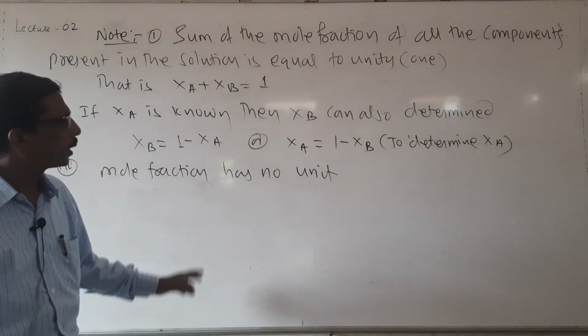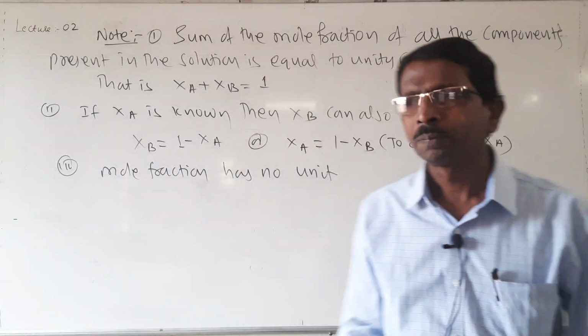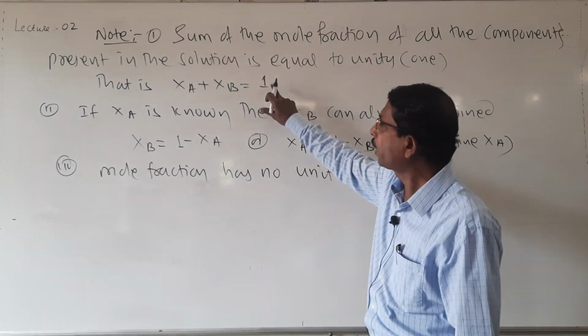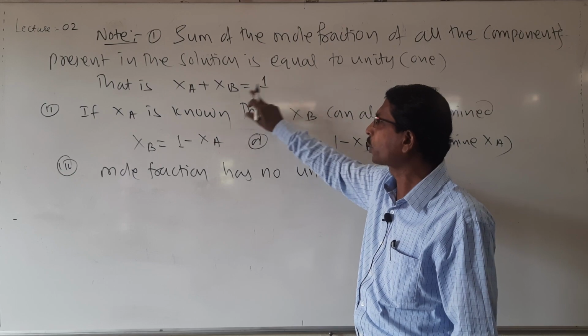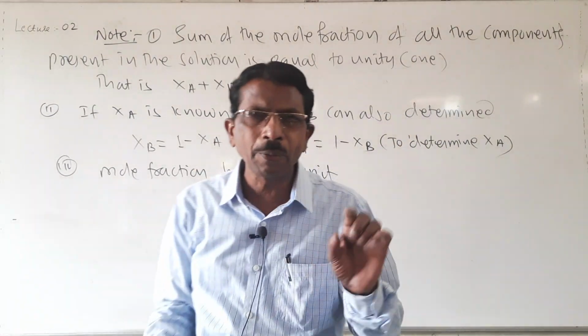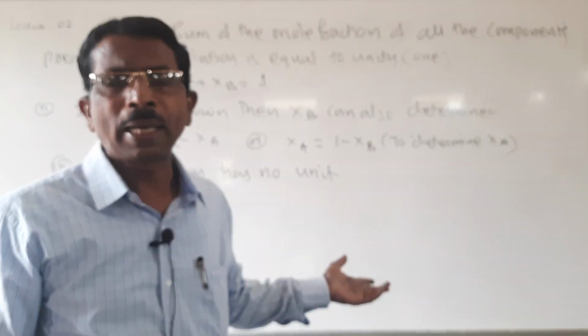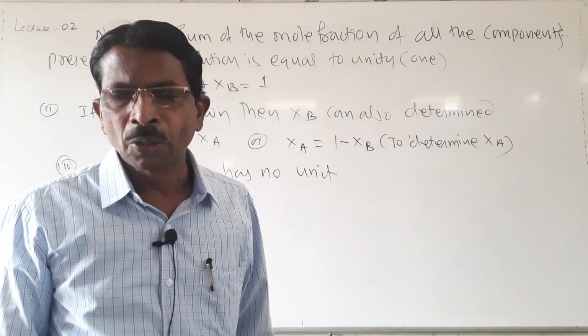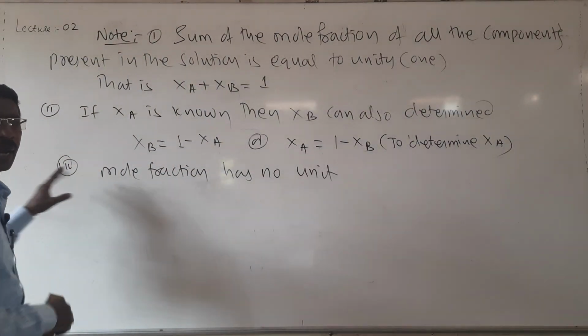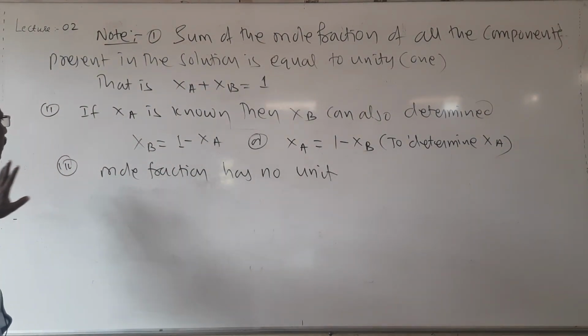No unit. This is about mole fraction. So, remember this is about mole fraction. While solving the problem, here we can apply this shortcut also: Xa plus Xb is equal to 1. Therefore, if you get any one value, Xa or Xb, then the other can be determined very easily. So, let us solve one example. I think it is clear to you all.